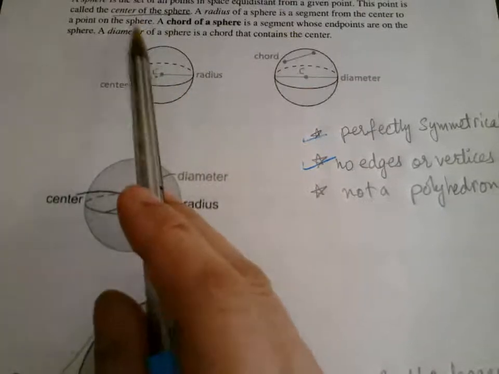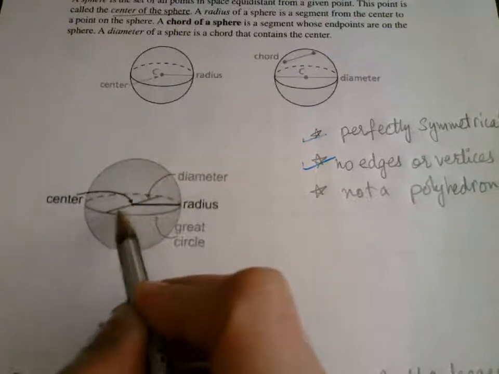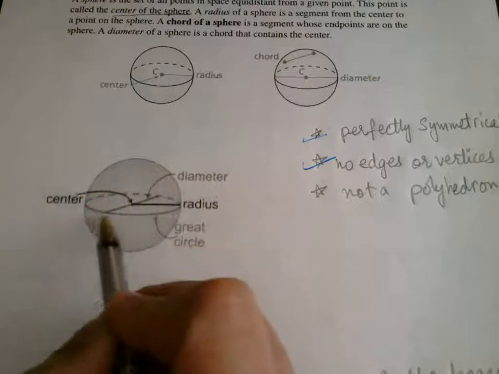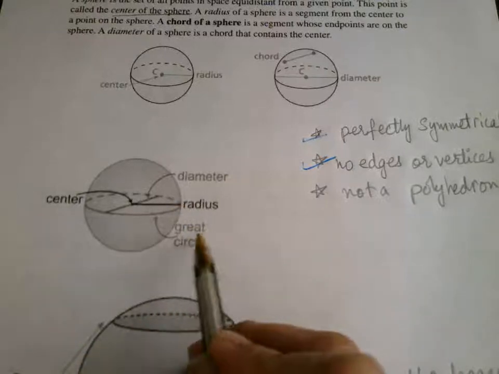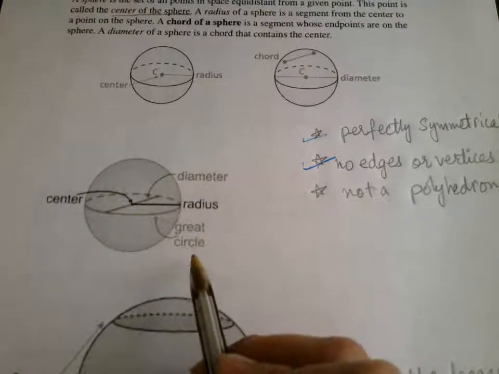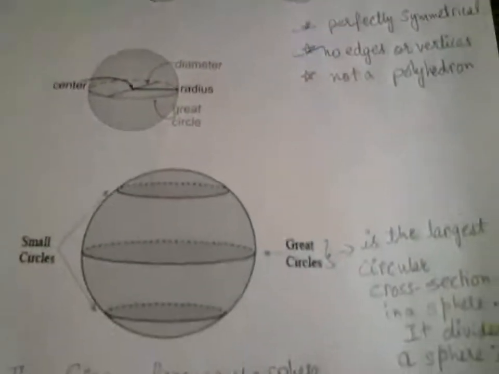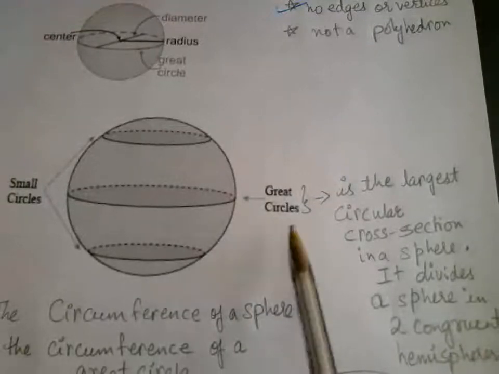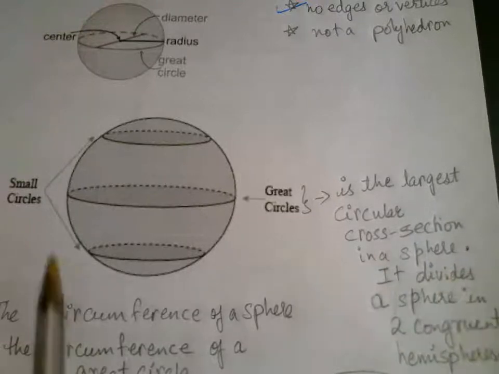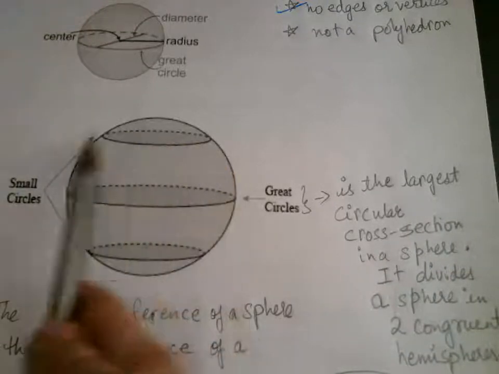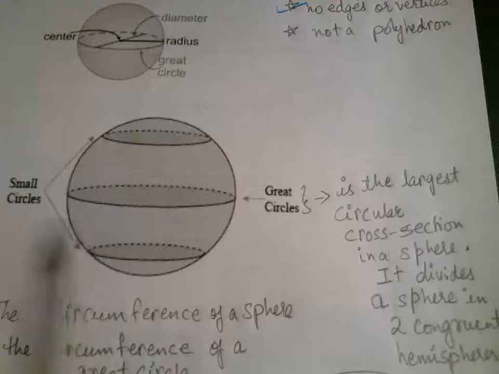As mentioned above, this is the center, this is the radius of a sphere, and this chord is the diameter. If I try to slice through the center, this part is called a great circle. What is a great circle? To understand it better, a great circle is the largest circular cross section in a sphere. That means if you slice along the middle of the sphere, that is called the great circle.